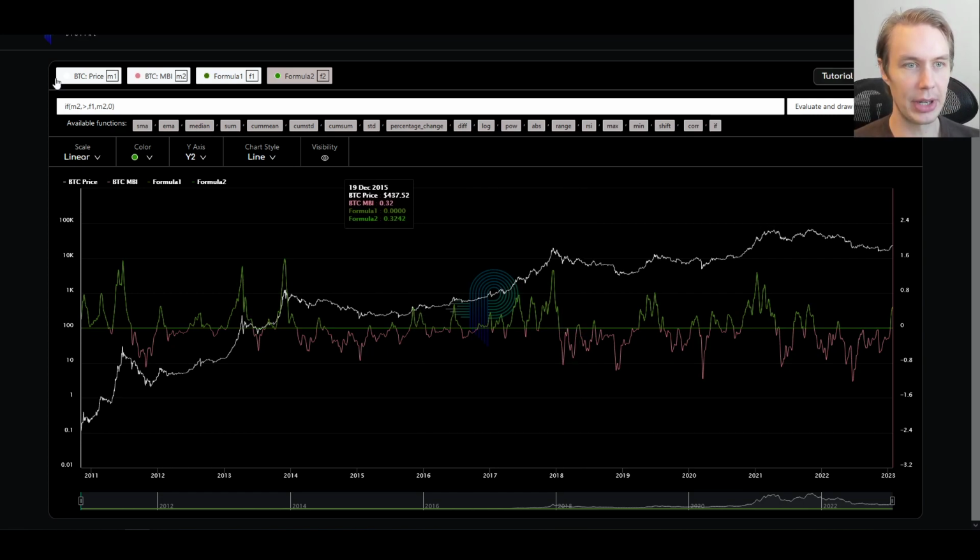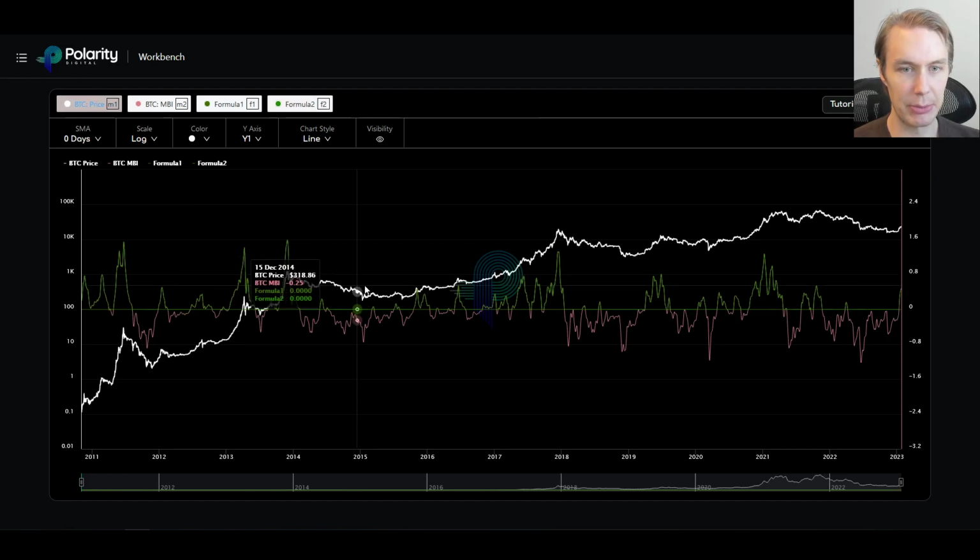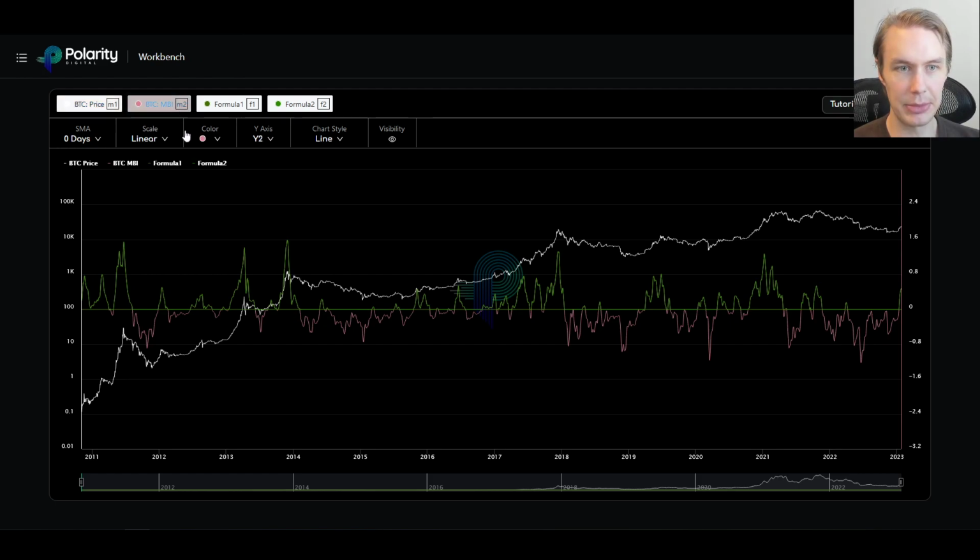So you'll see that up here, I have 4 different things open. The first thing I have is just the Bitcoin price, which is set here as M1. That's this white line. I then have the MBI set as M2. And if you want to add metrics, you just do it from this panel over here. You just say add metric.